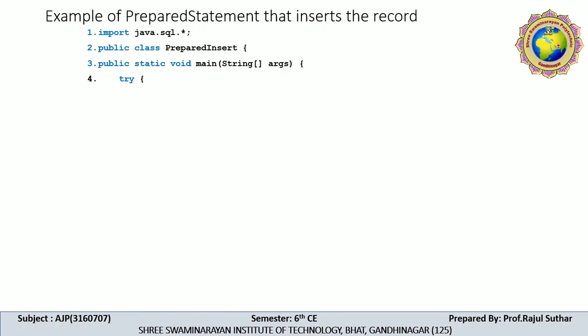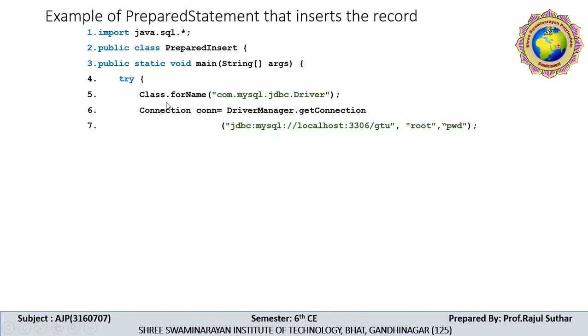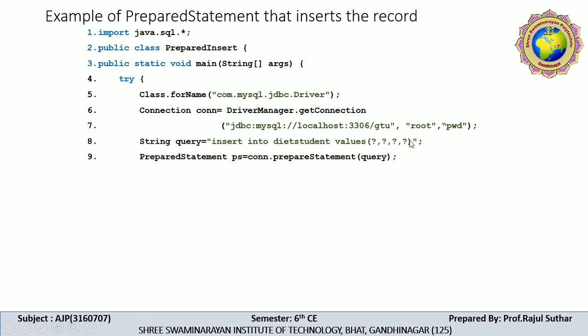We already use import java.sql.*; class PreparedInsert, then public static void main(String args[]), try. Here the driver is loaded with Class.forName, then Connection con = DriverManager.getConnection with the MySQL URL. String query is the insert query, which is nothing but insert into table name values, with parameters 1, 2, 3 and 4.